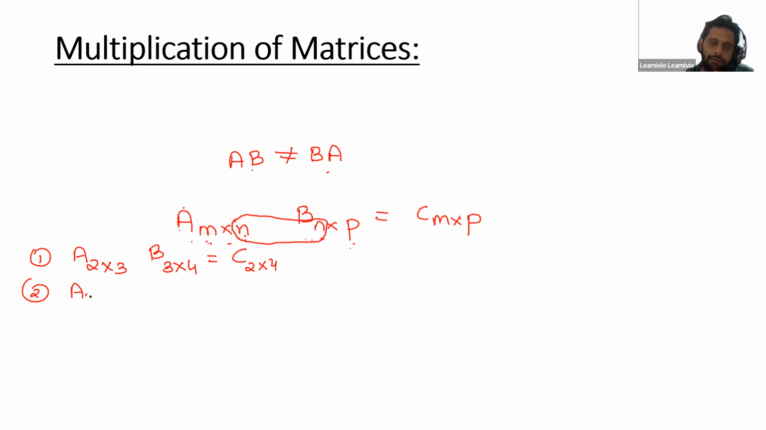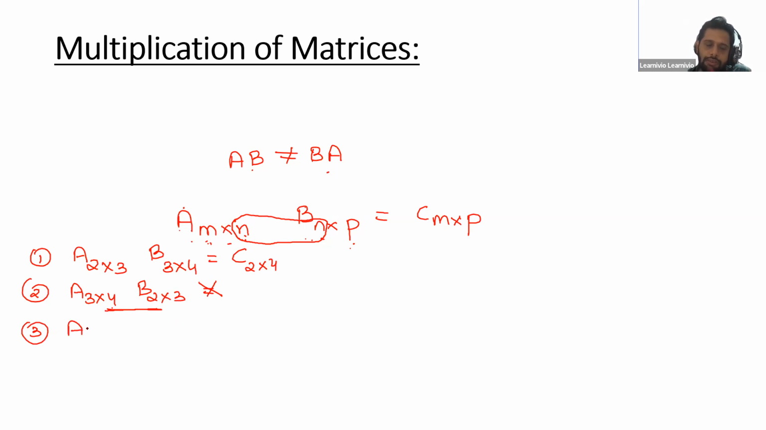Second, suppose we have A as 3 by 4 and B as 2 by 3. Aisha, can we multiply these two matrices? Yes, sir. Why, Aisha? Are these two the same? No, sir, these two are different. So that's why we can't multiply these two matrices. So we will write that AB is not defined. Multiplication is not defined.